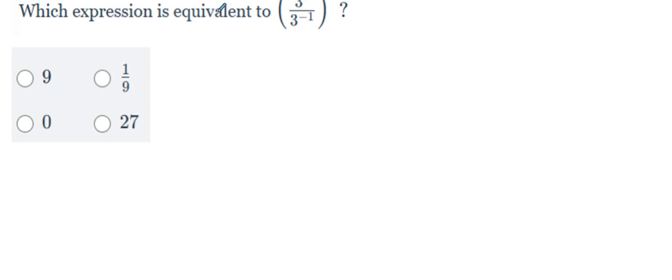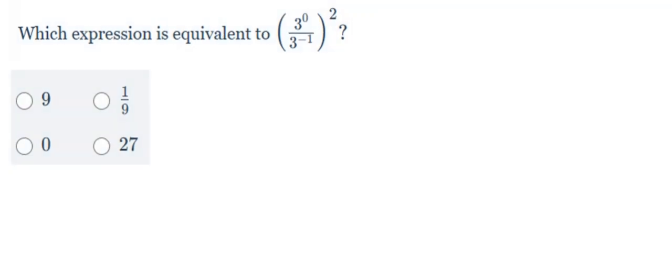Let's go on to the next example. Let's rewrite the original problem. Again, take it step by step. So I have 3 to the power of 0 in the numerator. In the denominator, I have 3 to the power of negative 1. That's all inside parentheses. And then we have an exponent on the outside.